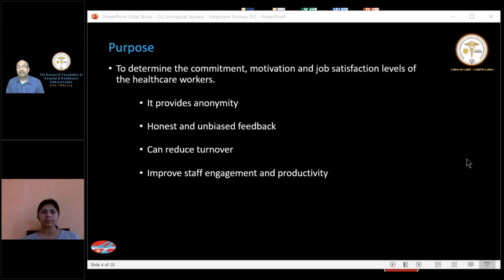Our aim is to obtain honest and unbiased feedback, and anonymity ensures that the response is likely to be honest and unbiased. A satisfied employee naturally stays longer in the organization, so it has a positive impact on the attrition rates, and it also improves staff engagement and productivity.